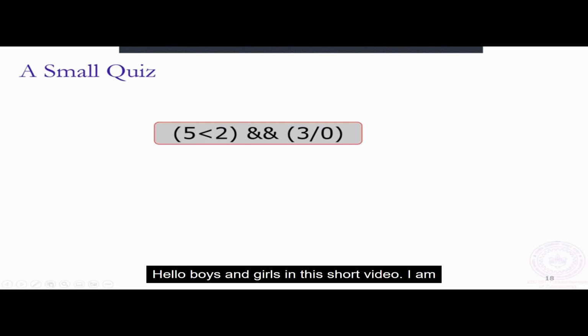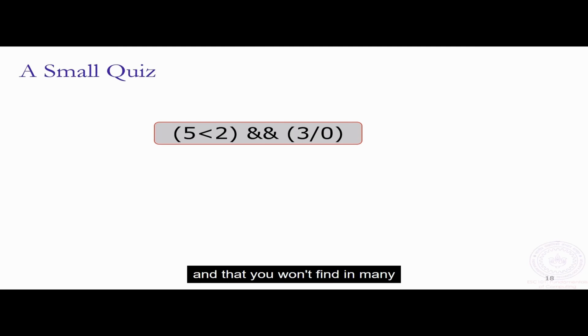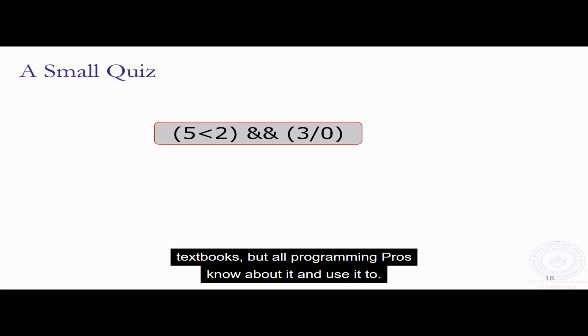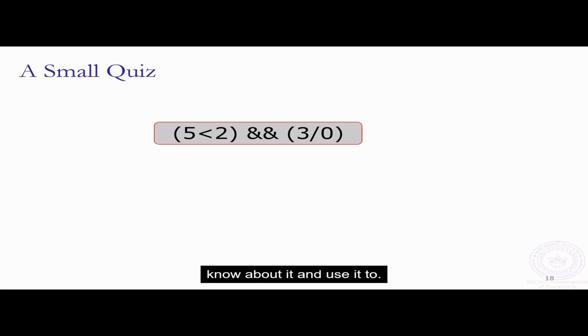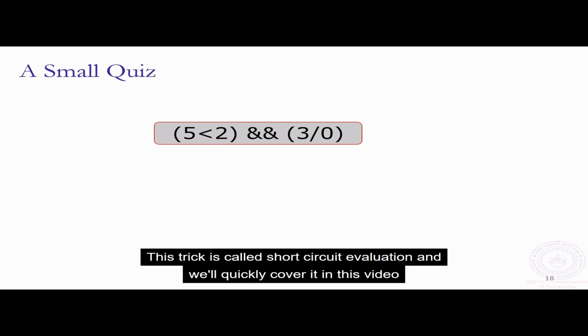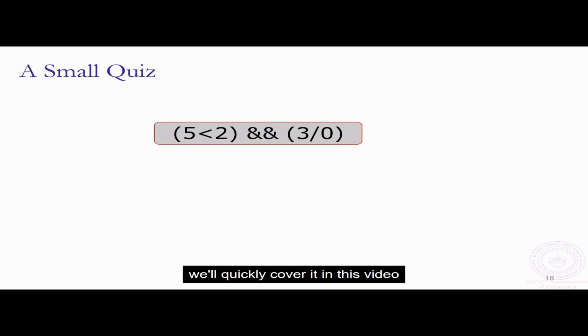Hello, boys and girls. In this short video, I am going to tell you about a really cool trick that the C compiler has and that you won't find in many textbooks, but all programming pros know about it and use it to show off, basically. This trick is called short circuit evaluation, and we'll quickly cover it in this video, and hopefully you'll use it to show off your C proficiency to your friends.